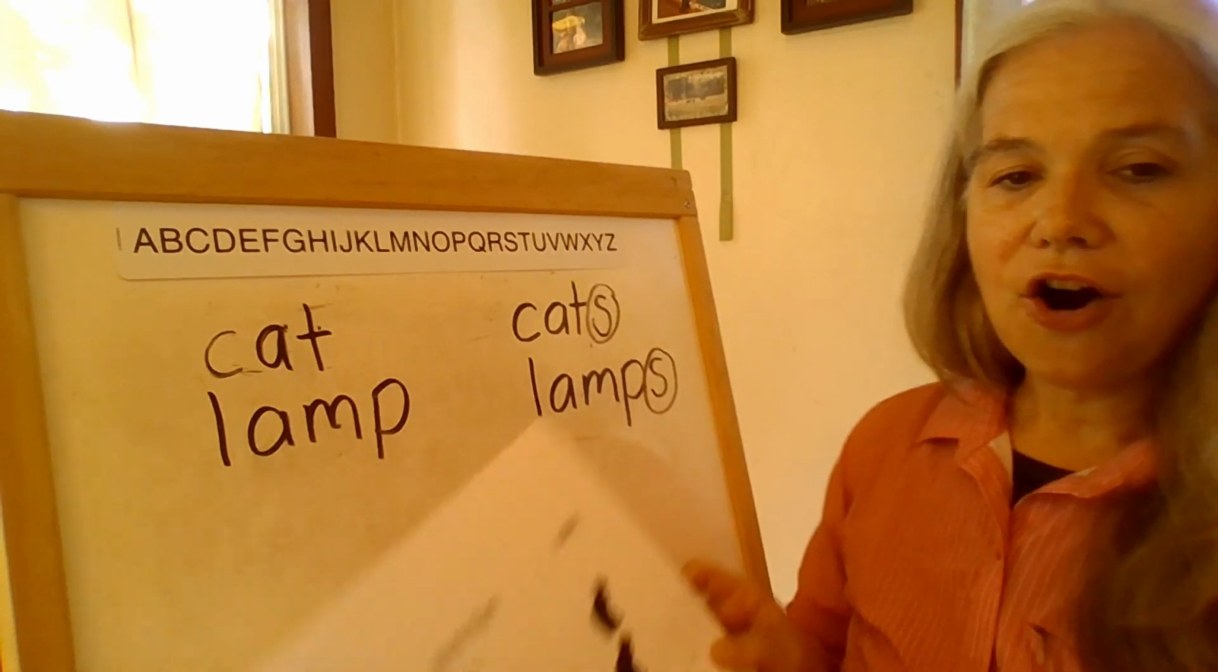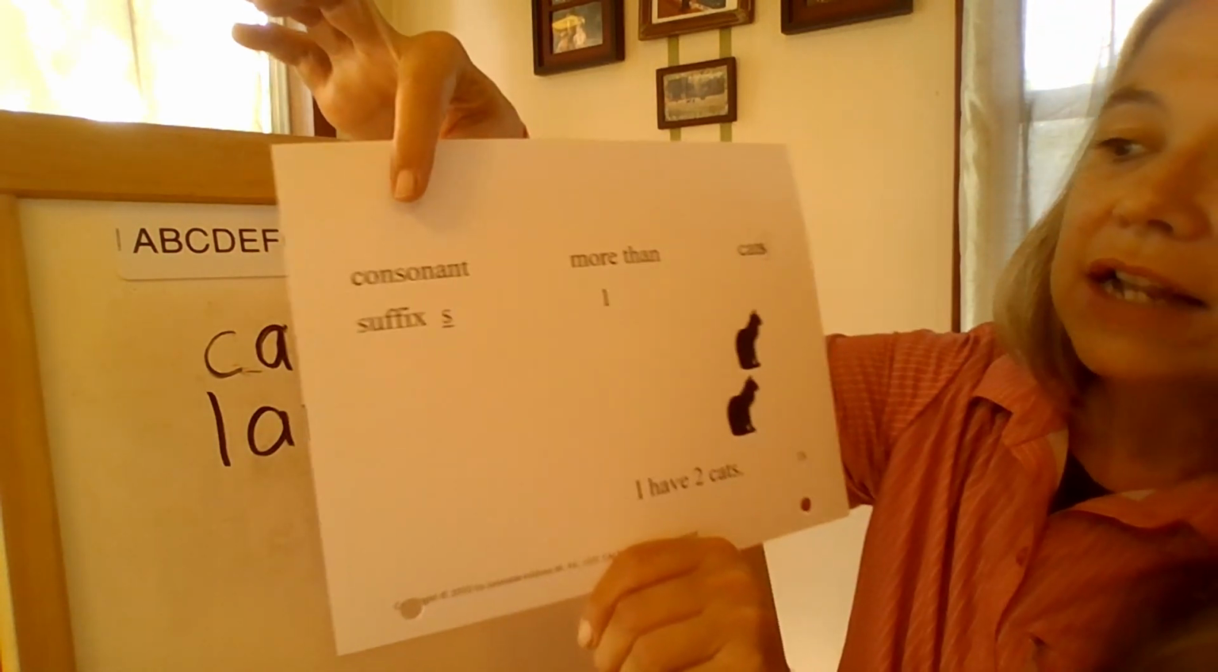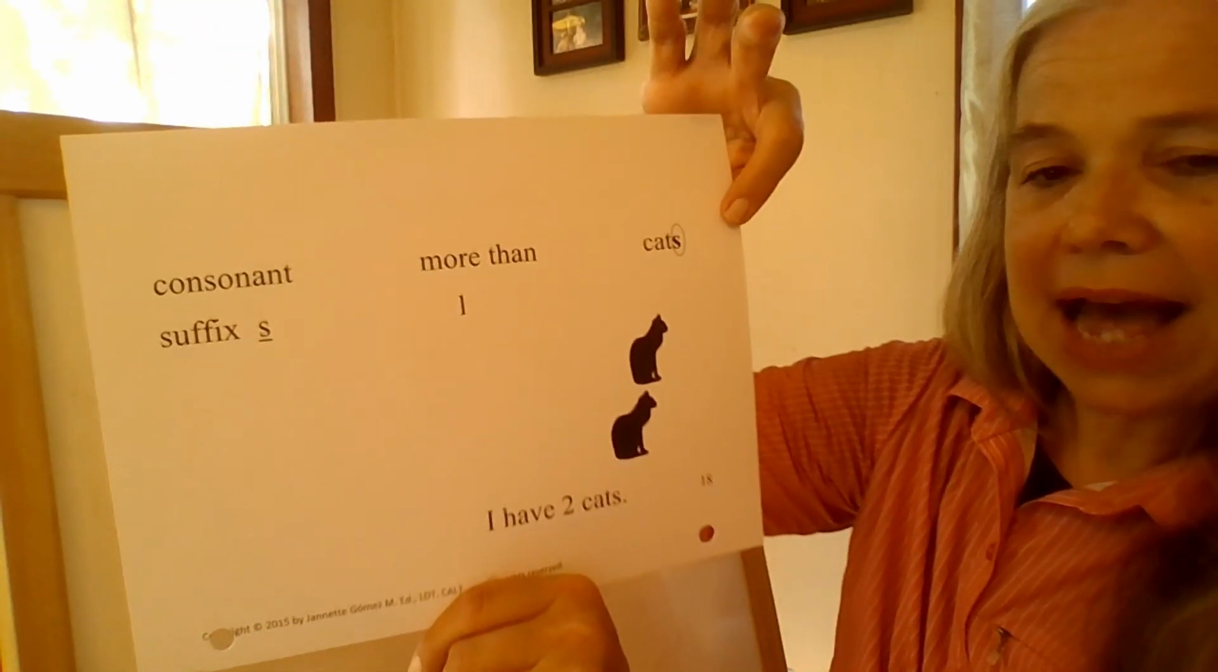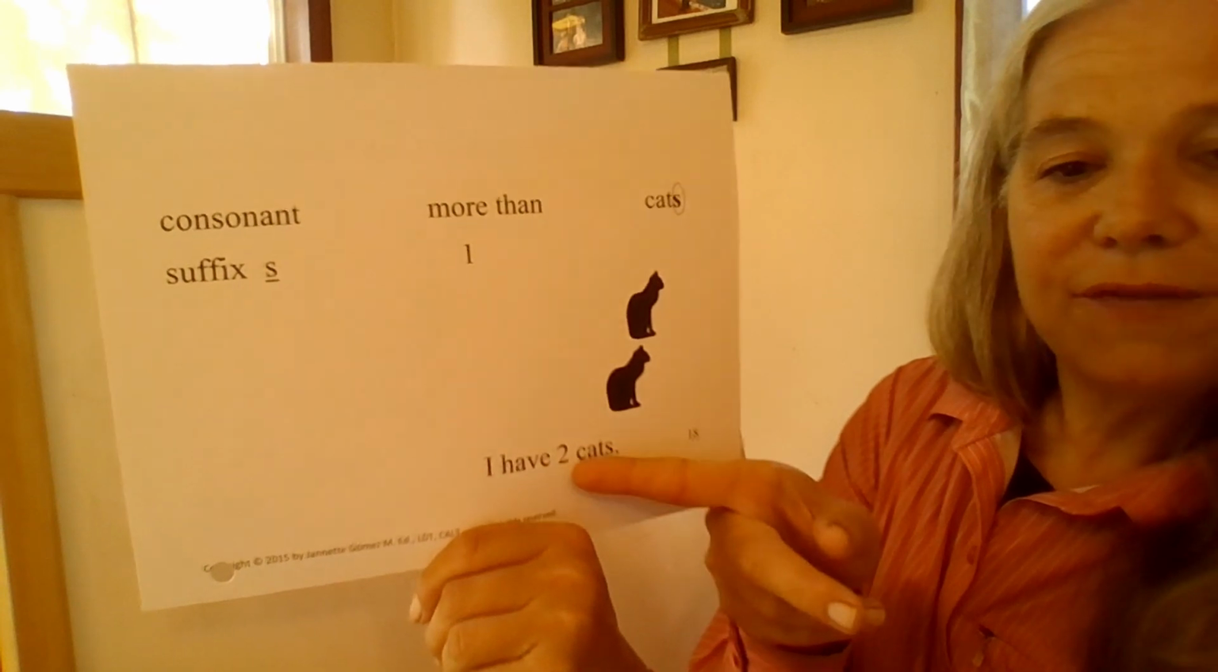Let's look at this card. This is consonant suffix s. It means more than one. Our keyword is cats, as in, I have 2 cats.